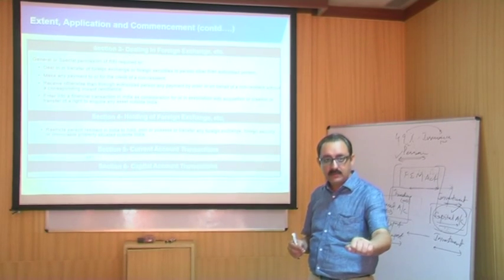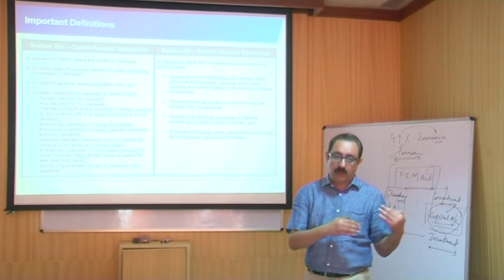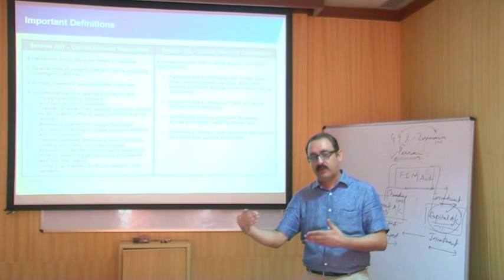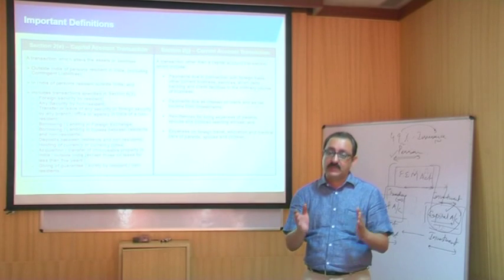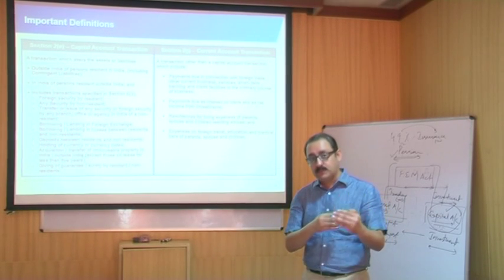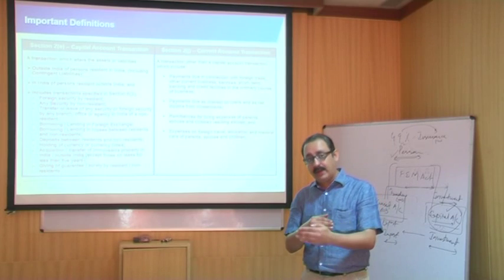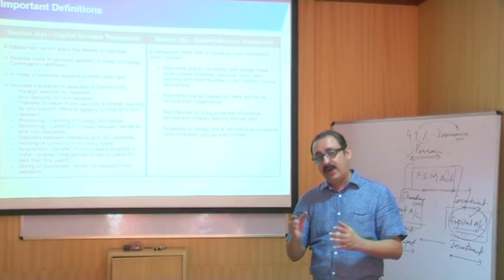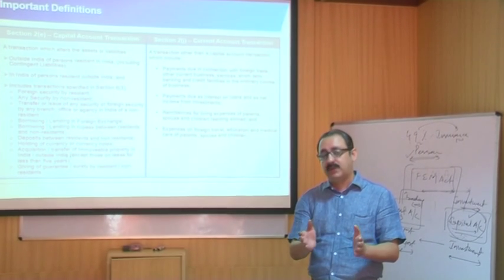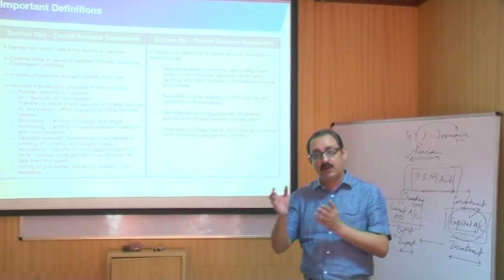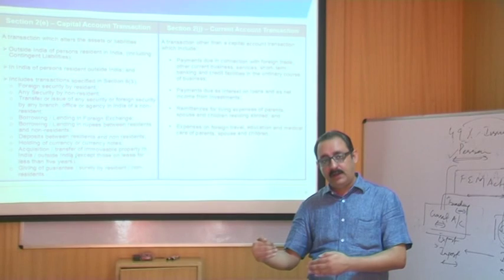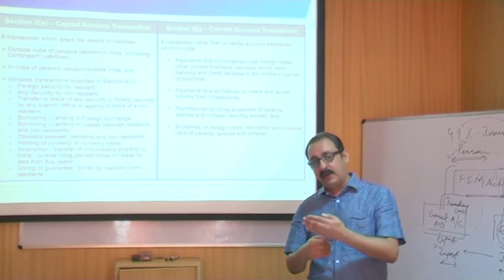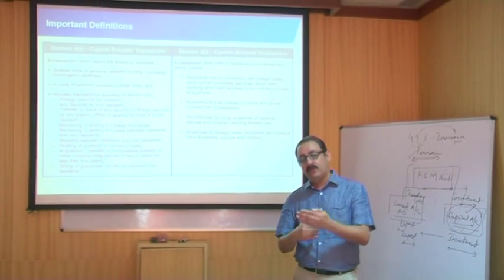So what we have discussed so far is what FERA is, then how we shifted from FERA to FEMA. Then we discussed the definition of a person, who is a PIO and who is an NRI as per the FEMA Act. And then finally we distinguished between current account transactions and capital account transactions. So now in our second part we will be discussing the different sections and the applications of the FEMA Act.